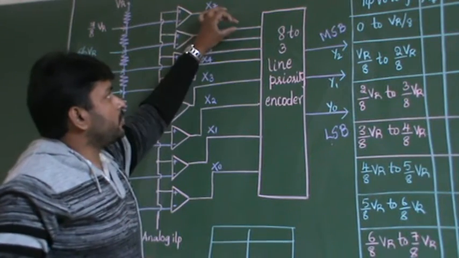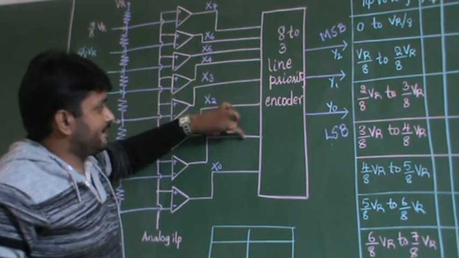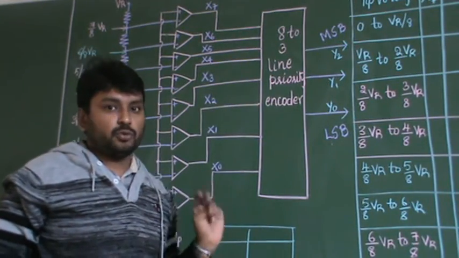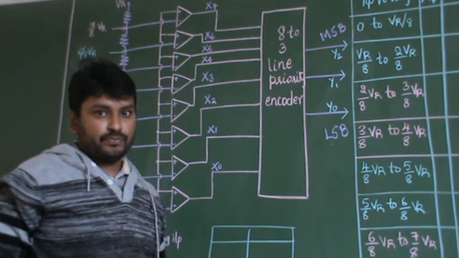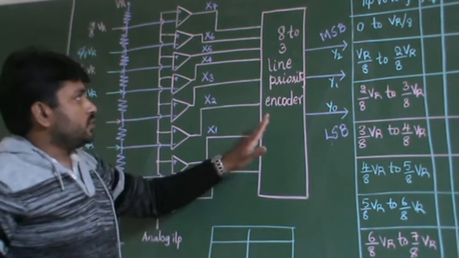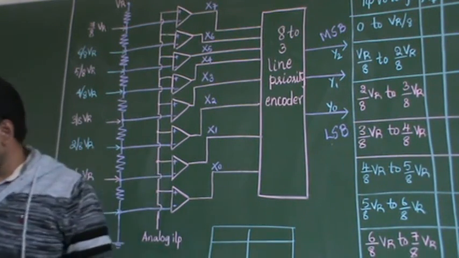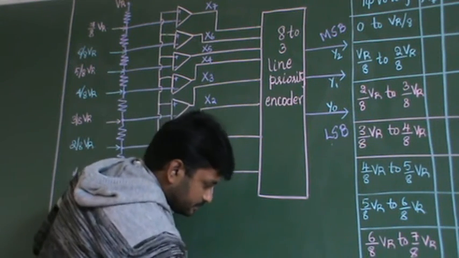Because you are providing the 8 inputs, 1, 2, 3, 4, 5, 6, 7, 8, and you are providing the 3 outputs, that's why it is 8:3 outputs. Okay. So this is the construction part. Now we shall understand how actually this particular flash comparator will work.